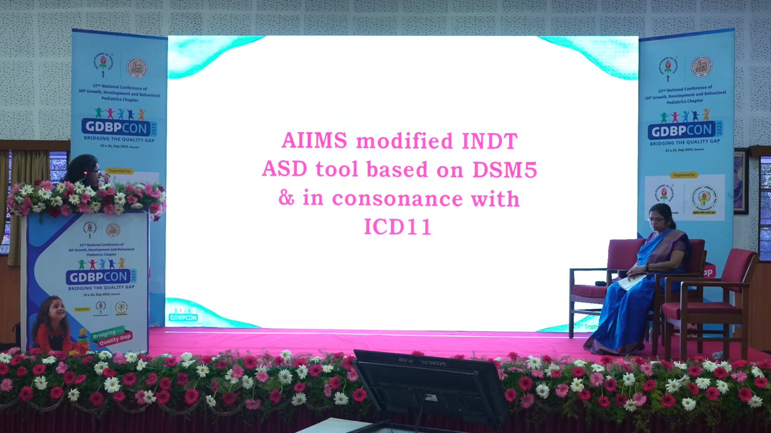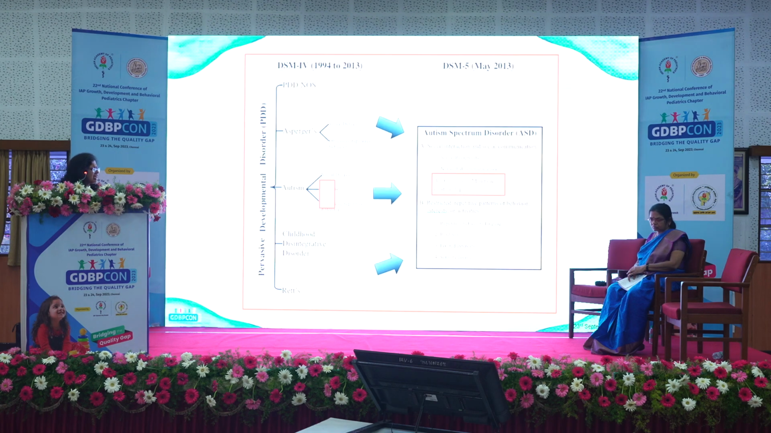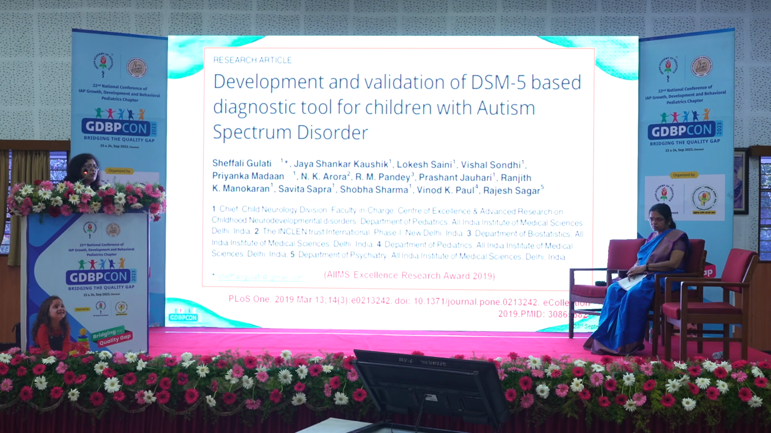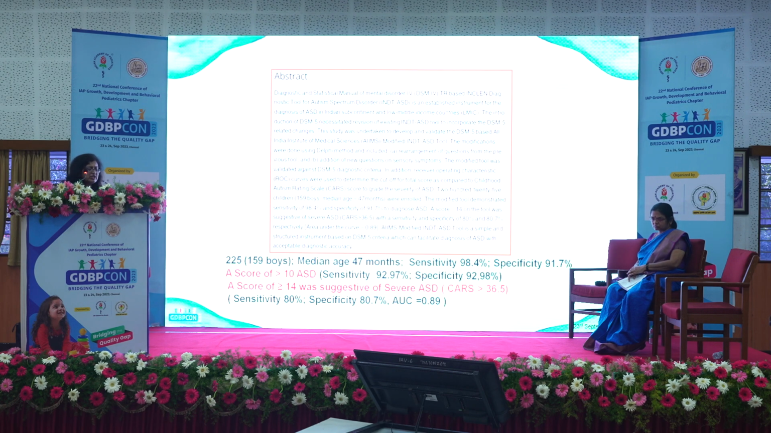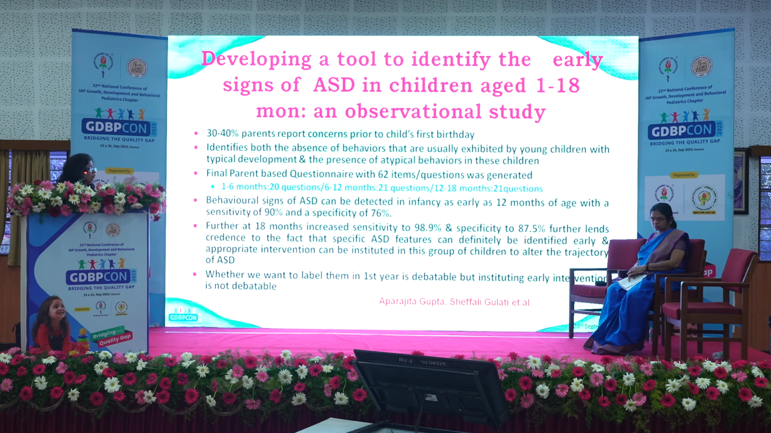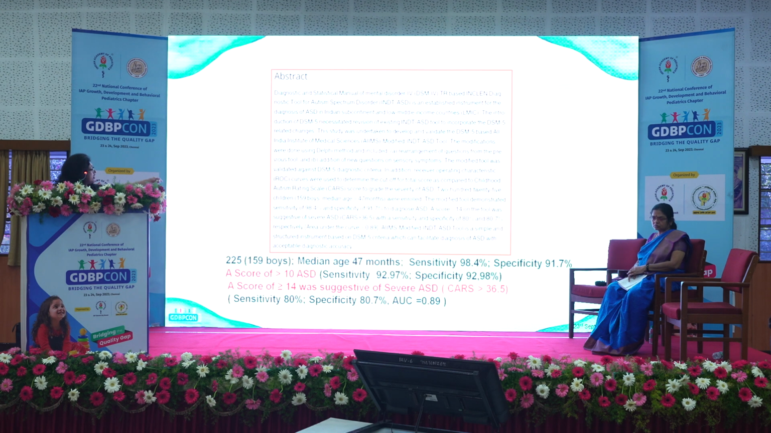And then you have this AIMS modified INDT-ASD tool, which is DSM-5 based, in consonance with ICD-11. The old INCLIN tool was DSM-4 based, because at that time DSM-4 was what was there, and DSM-5 came in 2013, and we had done the prevalence study in 2011, as I mentioned. So the DSM-5 based tool has been published in PLOS ONE in 2019, and it has very good psychometric properties. It also has a scoring system, so you can assess severity, which has been tested along with CARS. That tool is now for 1 to 14 years, whereas the old INCLIN tool was 2 to 9 years.